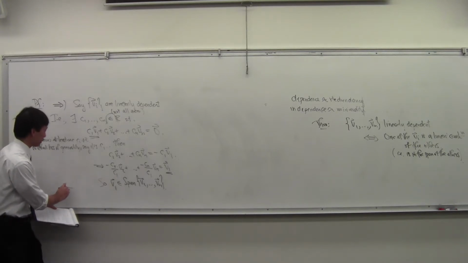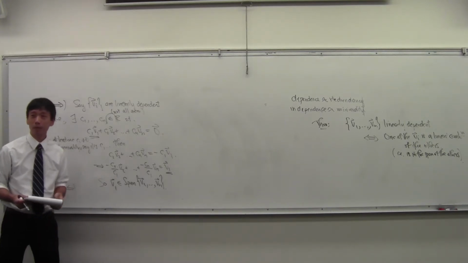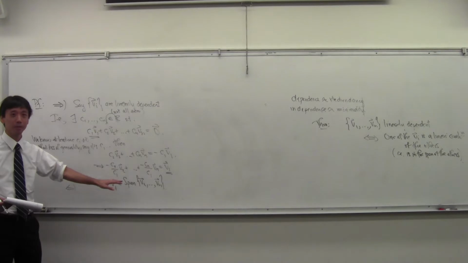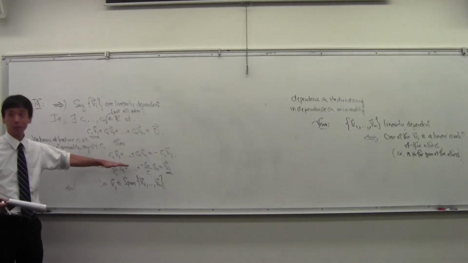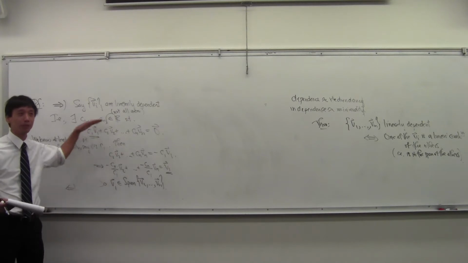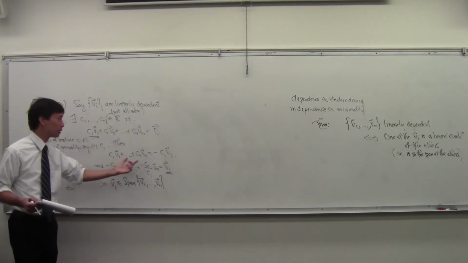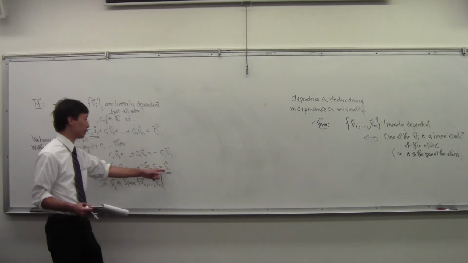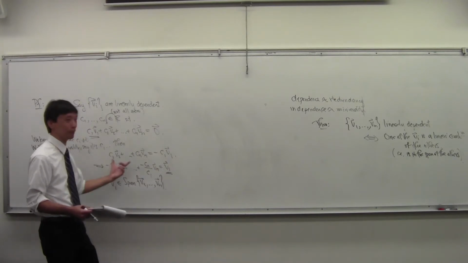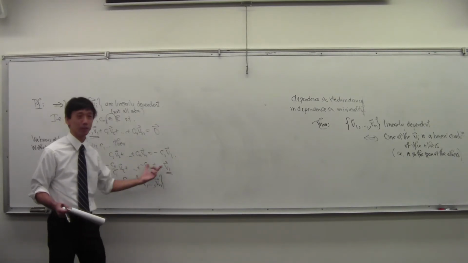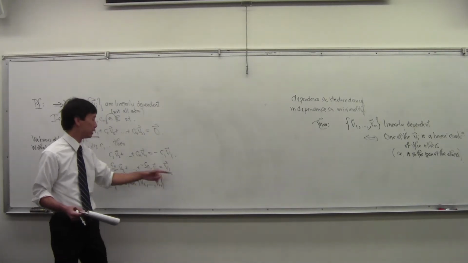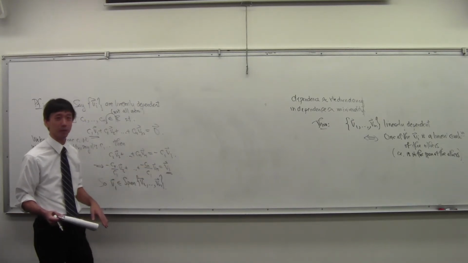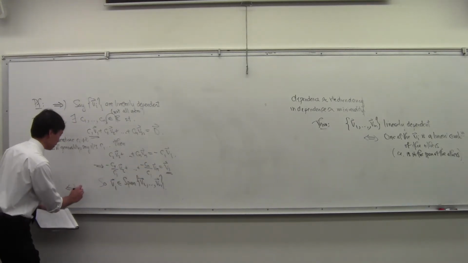Okay. What about going backwards? Well, if one guy is in the span of the others, you see how you just basically run this argument backwards, right? If one guy's in the span of the others, then just move this to the other side, and you've got a way of getting the zero vector, some non-trivial way of getting the zero vector. So it's basically almost the same argument.